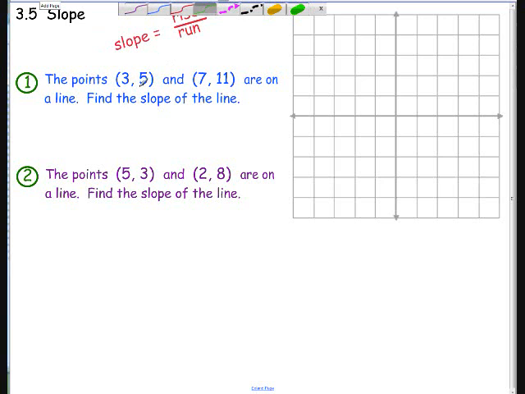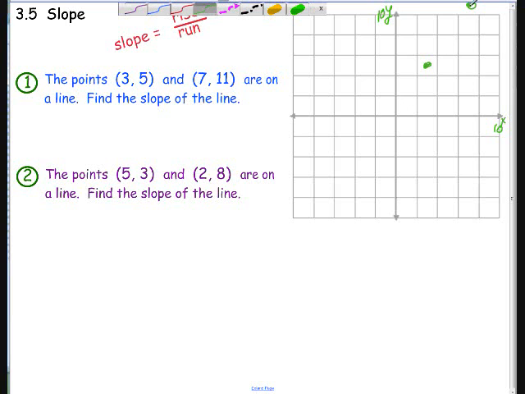The points (3, 5) and (7, 11) are on a line. Let's see. I'm going to try graphing those just to help us understand what we're doing here. That'll be 10, that'll be 10. I know we're going to go off the grid a little bit here, but I think we can manage it. So the point (3, 5) would be right about here. And the point (7, 11) is way up here.